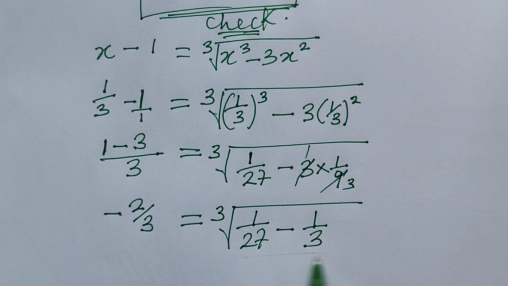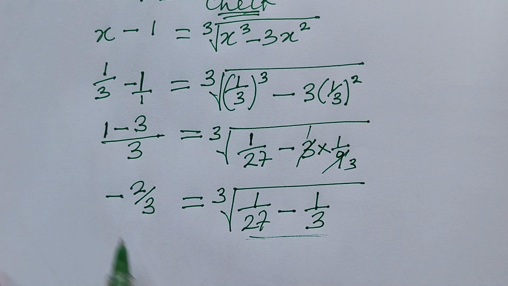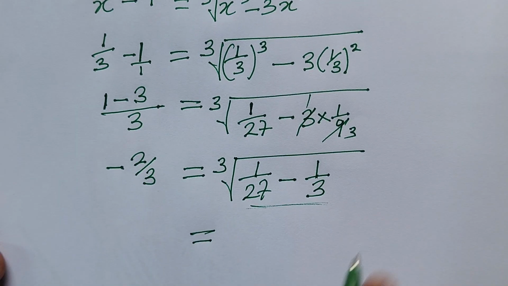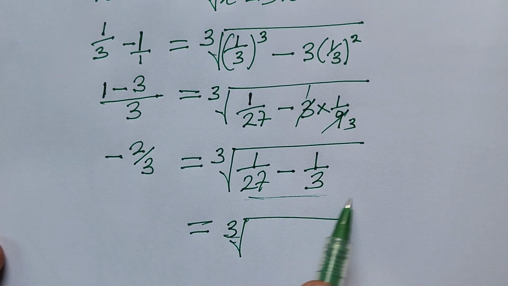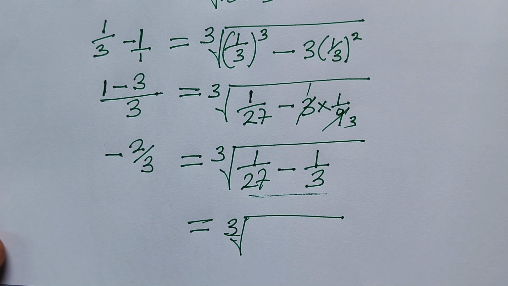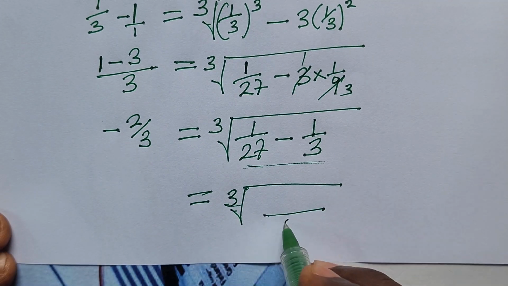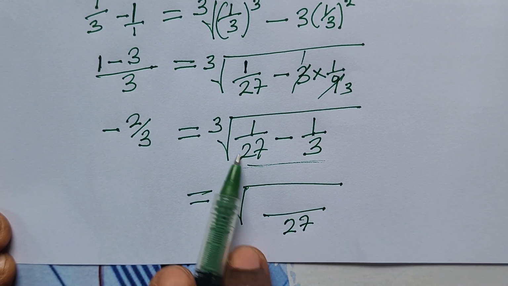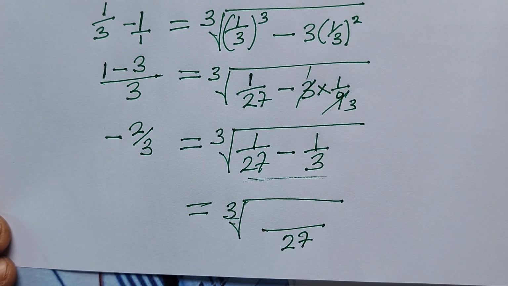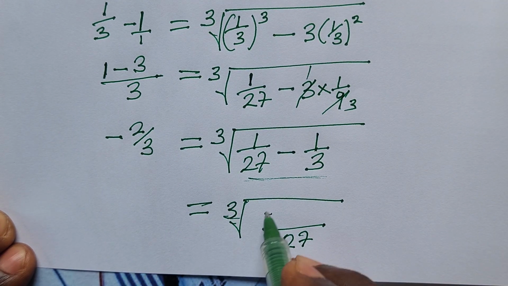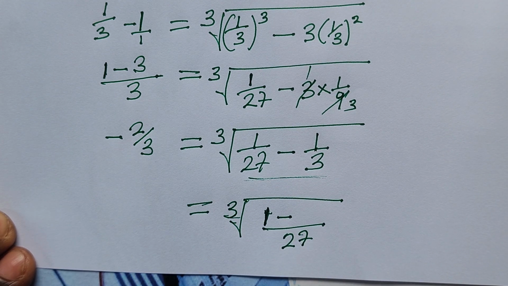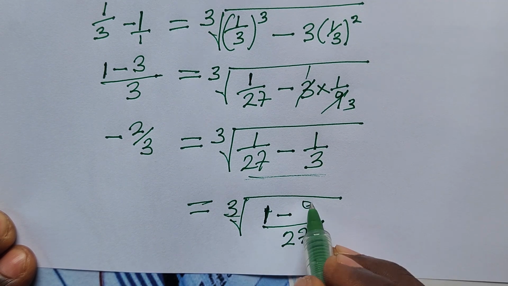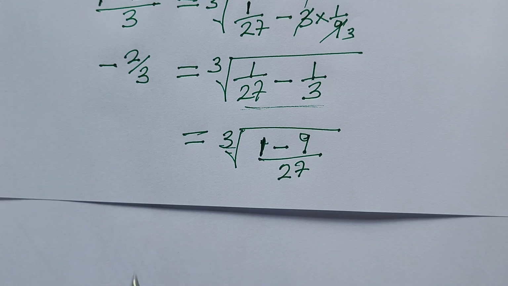So we can do a simple arithmetic here. Okay, so let's keep this side of the equation. This is going to give us the cube root of the LCM of 27 and 3, which is just 27. So we're going to have here 27. 27 into 27 will give us 1. 1 times 1 will give us 1 here. Minus 3 into 27 will give us 9. 9 times 1 will give us 9.